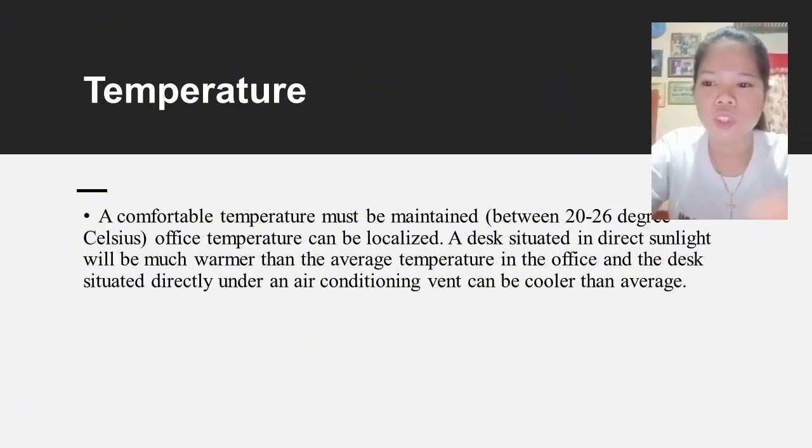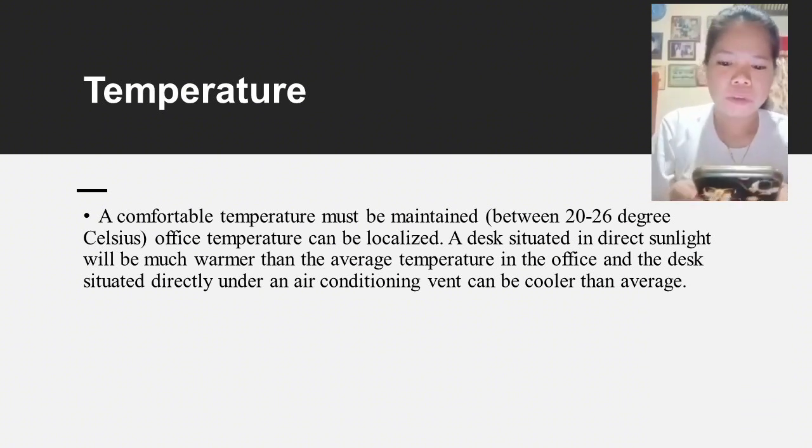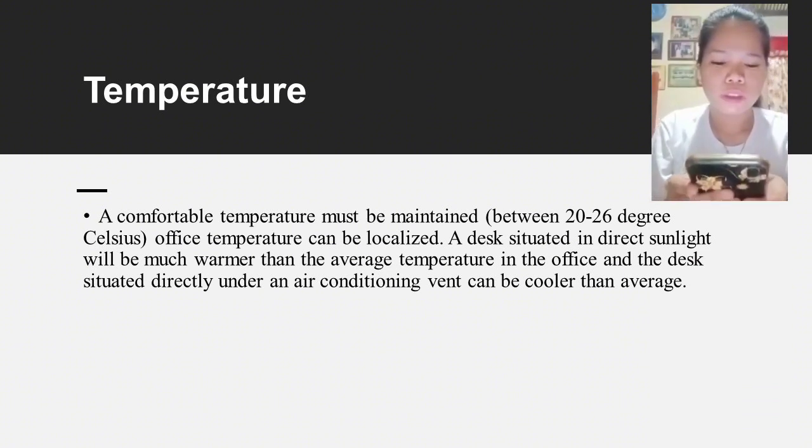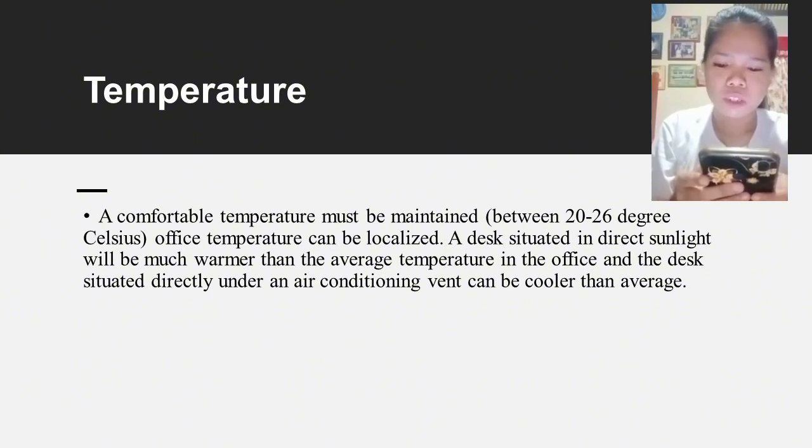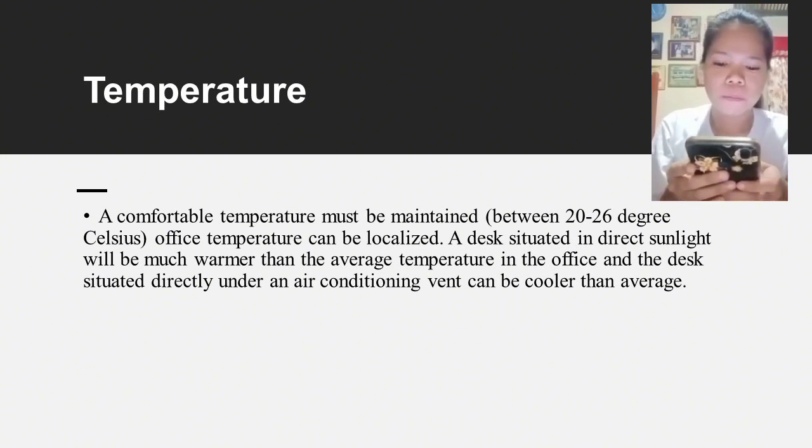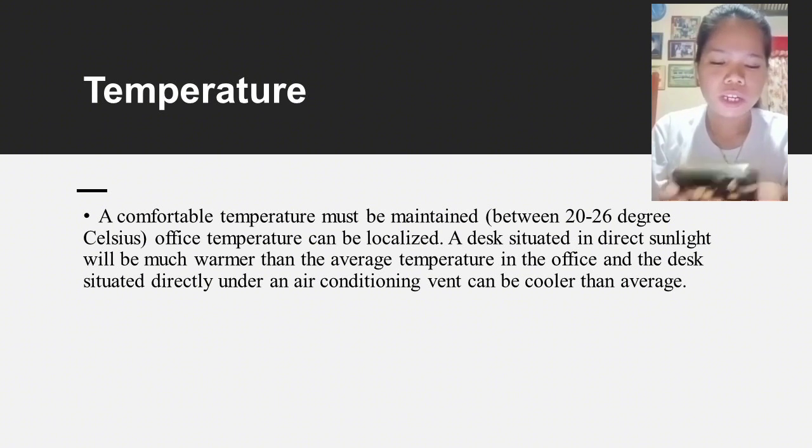Next is temperature. A comfortable temperature must be maintained between 20-26 degrees Celsius. Office temperature can be localized. A desk situated in direct sunlight will be much warmer than the average temperature in the office, and a desk situated directly under an air conditioning vent can be cooler than average.